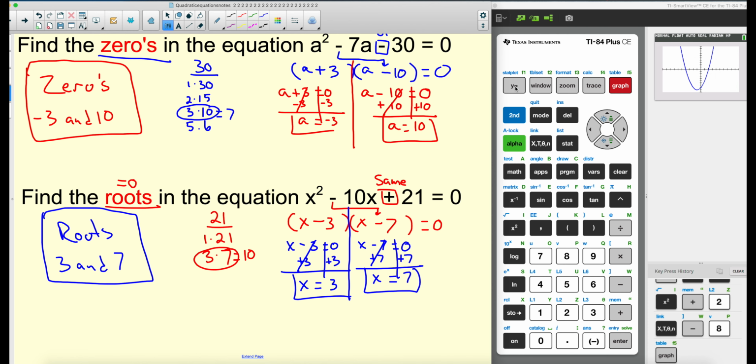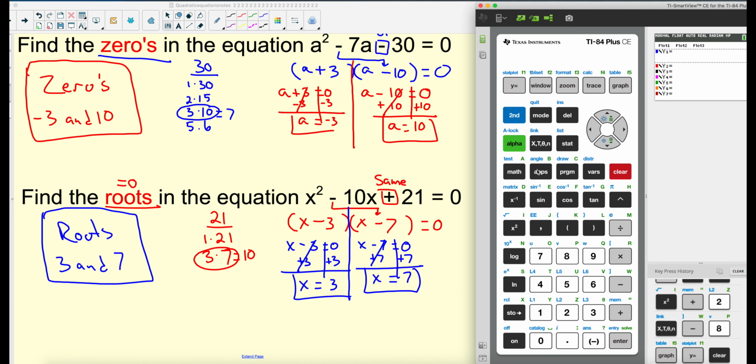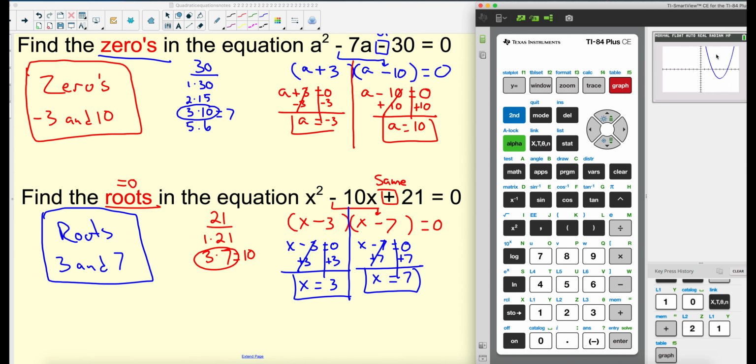Go to your calculator, hit y equals. We're going to put x squared minus 10x plus 21, and then you hit graph. Boom. Here it is right here. Notice it comes down, crosses at positive 3, and then goes back up and crosses right here at 7. So this algebraic work is correct.